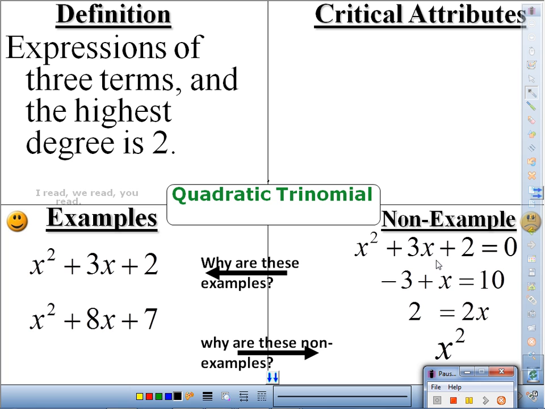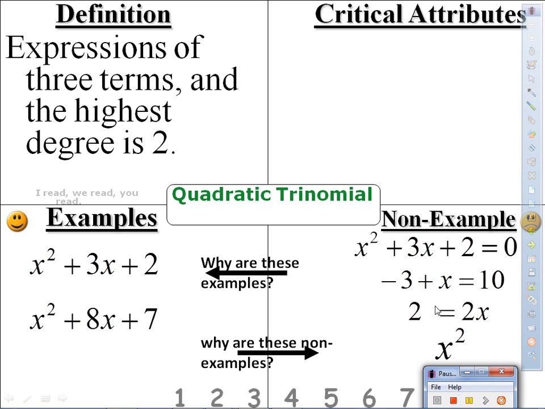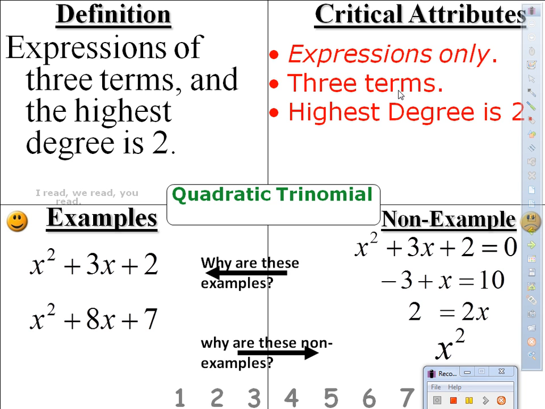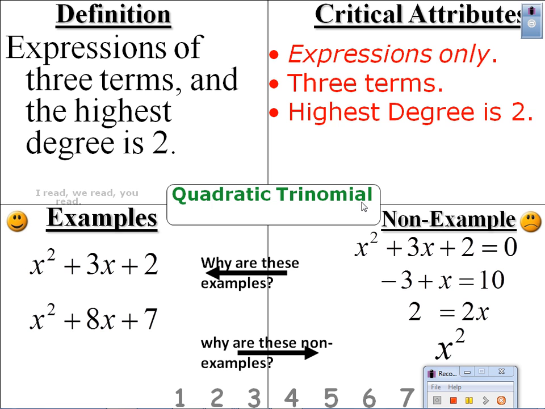So think about it. Why are these non-examples? This one, this one, this one. These 3 have something in common as to why they're not quadratic trinomials. And look at this one. This one also has something in particular. Talk it over with your neighbor, please. The most important thing to remember about quadratic trinomials is they need to be expressions only, 3 terms, and the highest degree 2. Does that make sense?